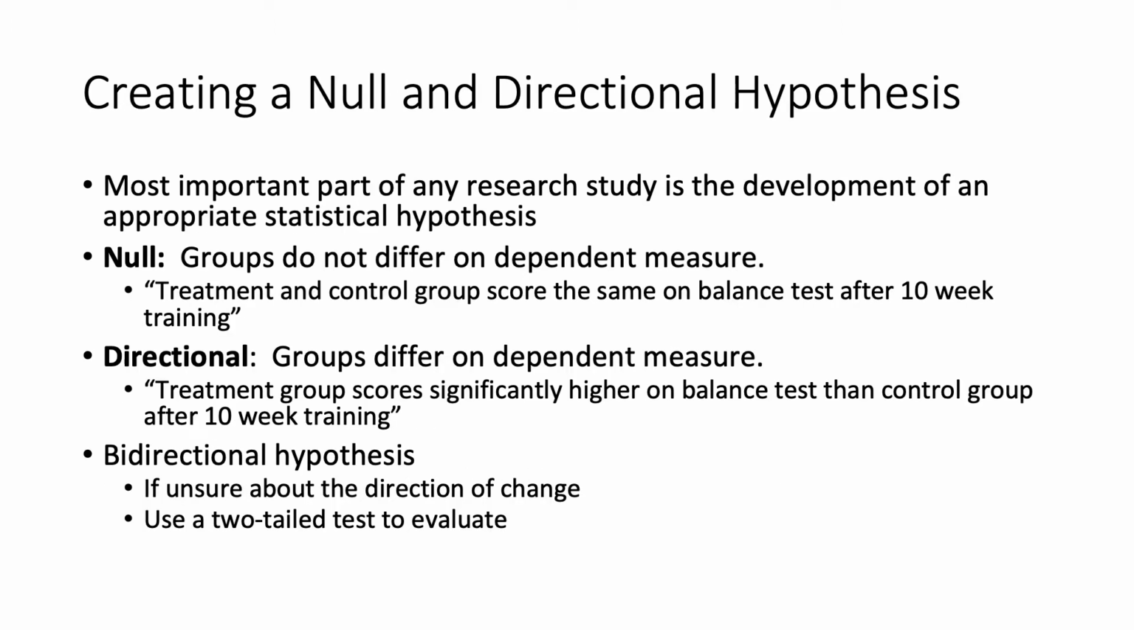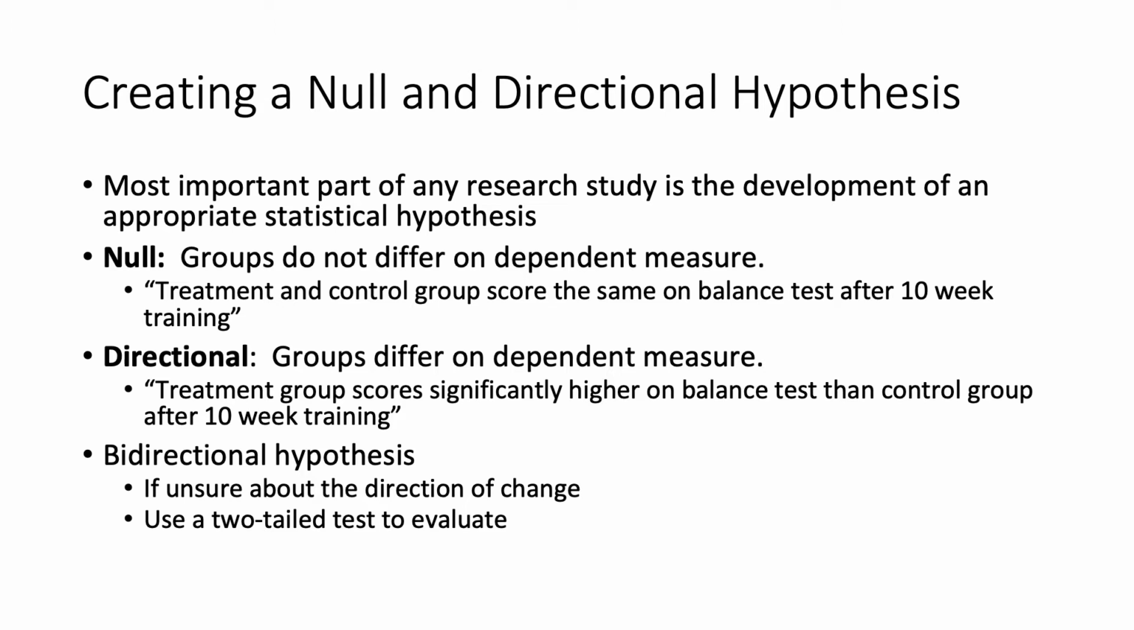An important part of any research study is developing an appropriate statistical hypothesis. Remember that a research hypothesis should contain a pair of hypotheses that are statistically testable and opposite of each other. With inferential statistics, these hypotheses are related to group differences. One of the hypotheses is the null hypothesis, which states that groups do not differ from each other. For example, the treatment and control group score the same on the balance test after 10 weeks of training. Another way is to say that there will be no differences from pre-test to post-test.